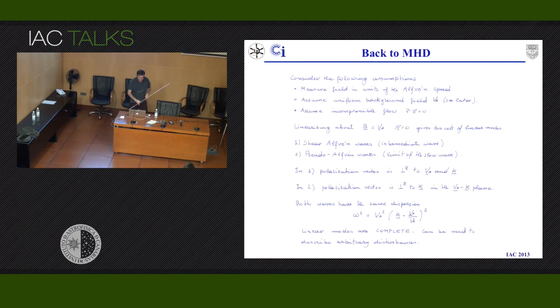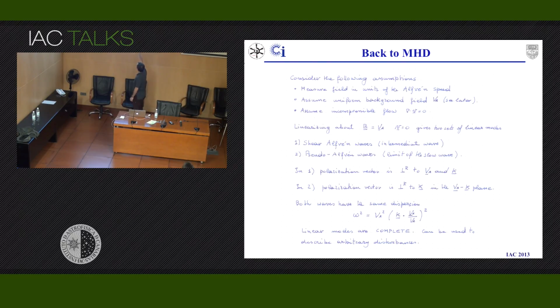All right, back to MHD. Now you know how to play this game, so we're going to play this game with MHD. First of all, we're going to measure everything in units of the Alfvén speed. If I do that, B and V have the same unit. They're both velocities. Magnetic fields and velocities are both measured in units of velocity.